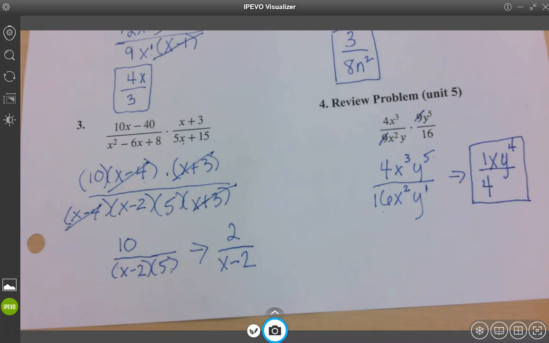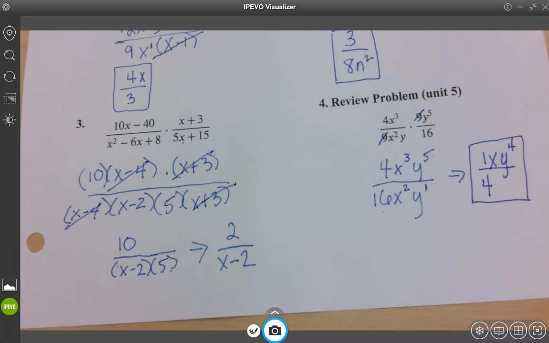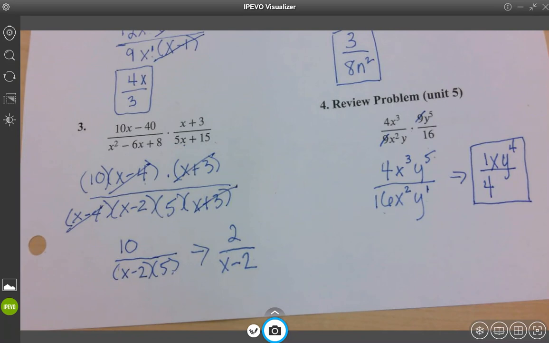Can we just put x on x to the 4th? Yeah, and Blaine reminds us that that 1 is not necessary. You could, 1xy to the 4 is the same as xy to the 4. So it's okay if you didn't put the 1. All right, let's go to the other side.